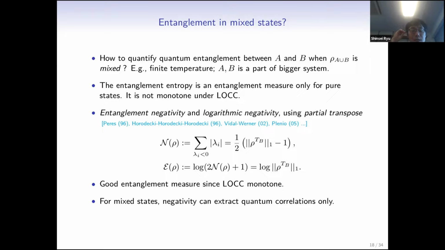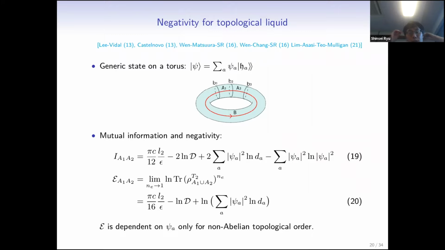And entanglement negativity is a good entanglement measure for mixed states, in the sense that it is monotonically decreasing under local operations and classical communication, LOCC. Okay, so that's a one-line summary for entanglement negativity.